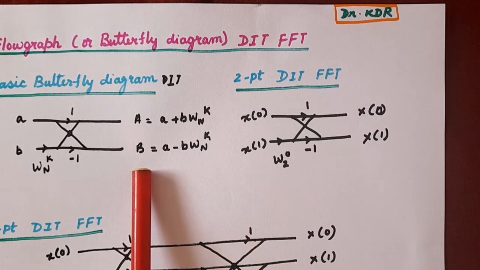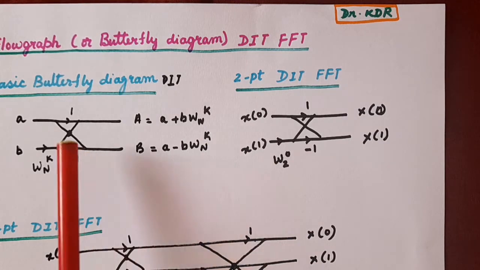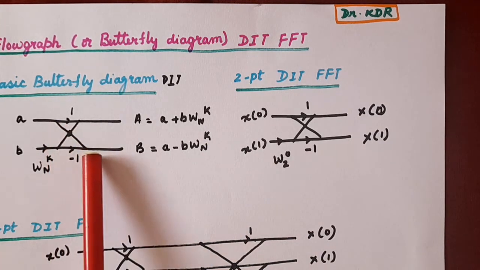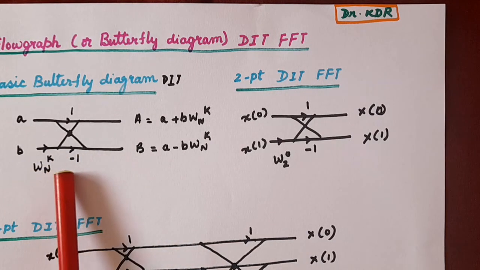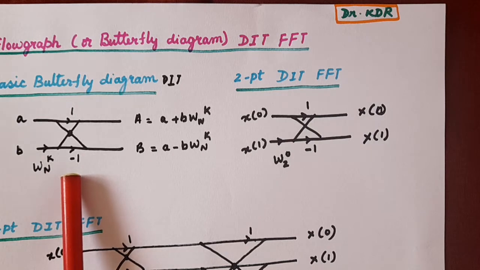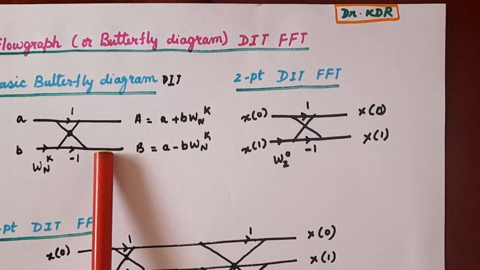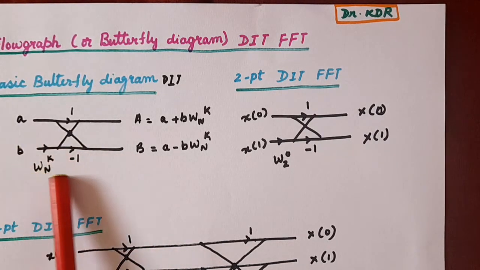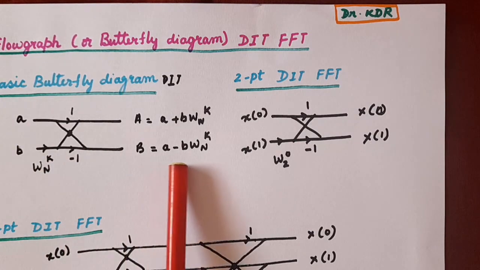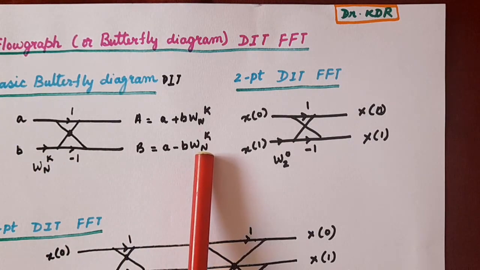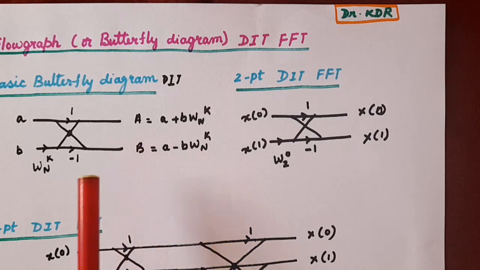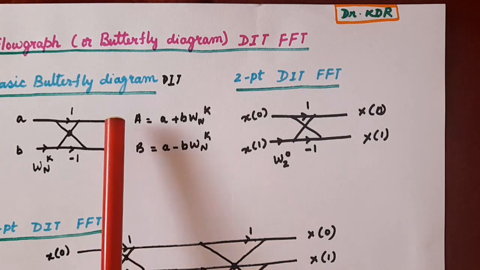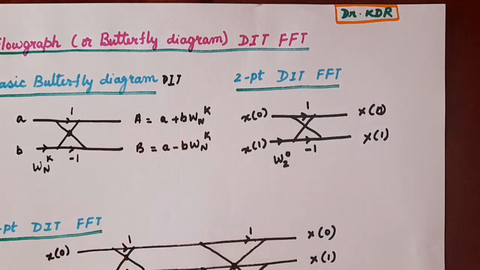Coming to the second output, a is coming this way, b is multiplied now with Wn to the power k and also with -1. So here at this point a and this term, so it is written as B = a - b Wn^k. I hope you now understood how to write the output equation of the basic butterfly diagram of DIT.